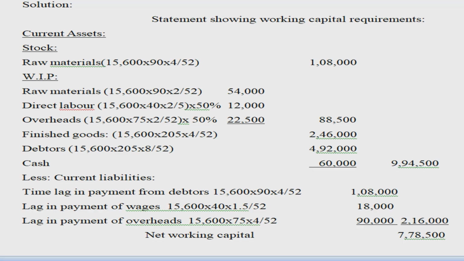So 1,08,000 plus 18,000 plus 90,000, current liability value, so total amount is 2,16,000. So current assets minus current liabilities, 7,78,500. That is our total net working capital. Okay, so far we have discussed how to calculate operating cycle and how to determine the working capital requirement. Thank you, girls.